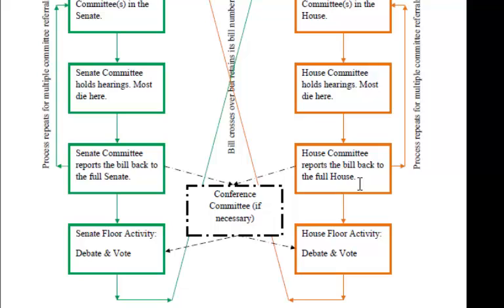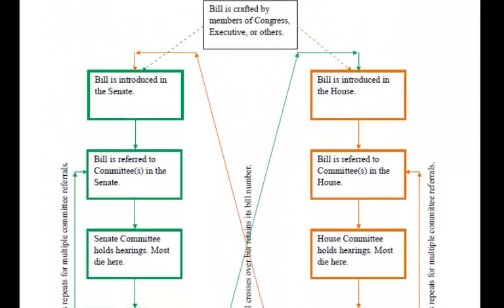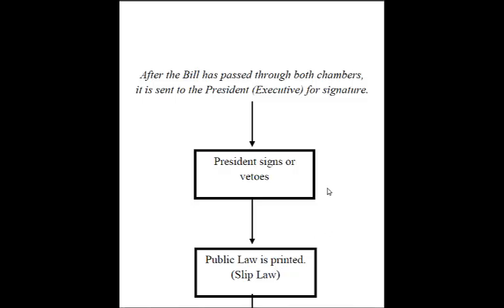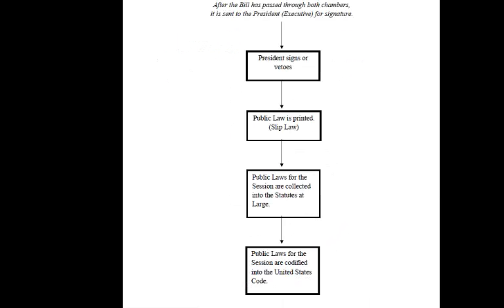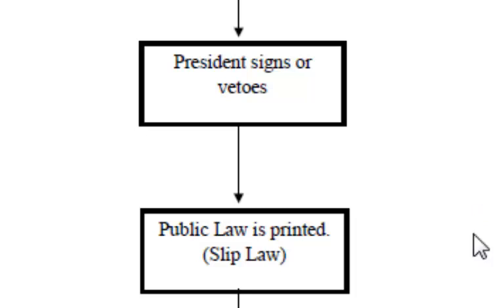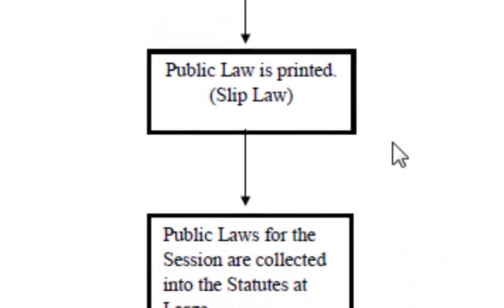But what if the other chamber wants some slightly different language? Well, then they have to go to the conference committee. The conference committee is composed of members of both chambers, and they decide how it's going to read, and it may not come out of that committee, but if it does, it goes back to both chambers' floor for debate and vote. If it survives all this, the bill is then sent to the president to either sign it or veto it. It's printed as a public law. That's when it gets the PL number.